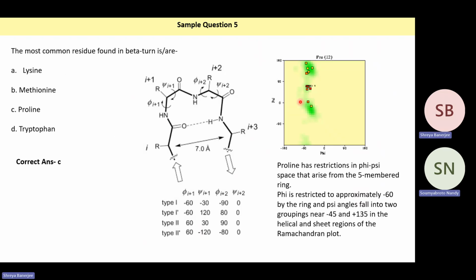Ma'am, where we see the turns, like in beta sheets where the chain is turning, are there higher amounts of proline and glycine there?